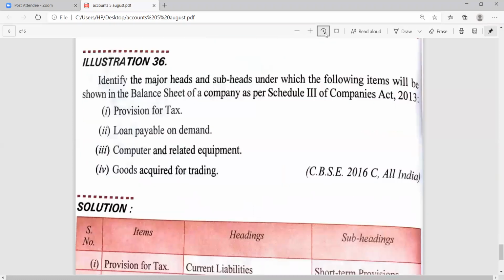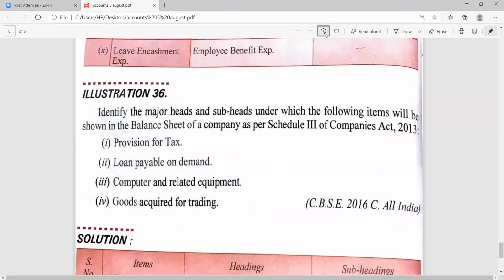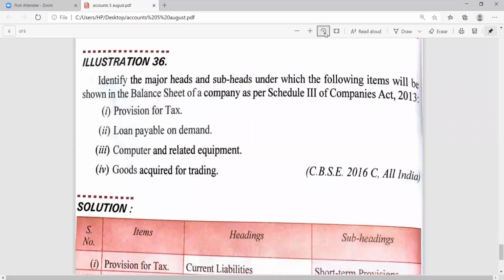Let's do illustration number 36. Identify the major heads and subheads under which the following items will be shown in the balance sheet of a company as per Schedule 3, Companies Act 2013. You find this question in the CBSE 2016 compartment paper of All India, set C. Provision for tax, loan payable on demand, computer and related equipment, goods acquired for trading.